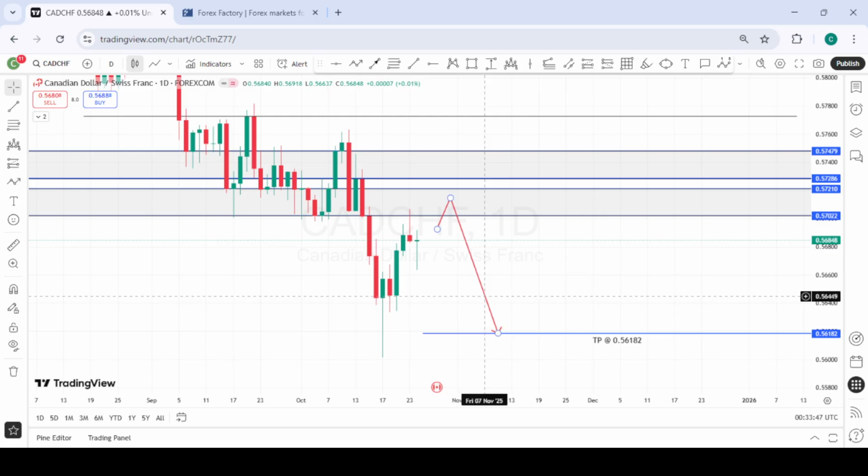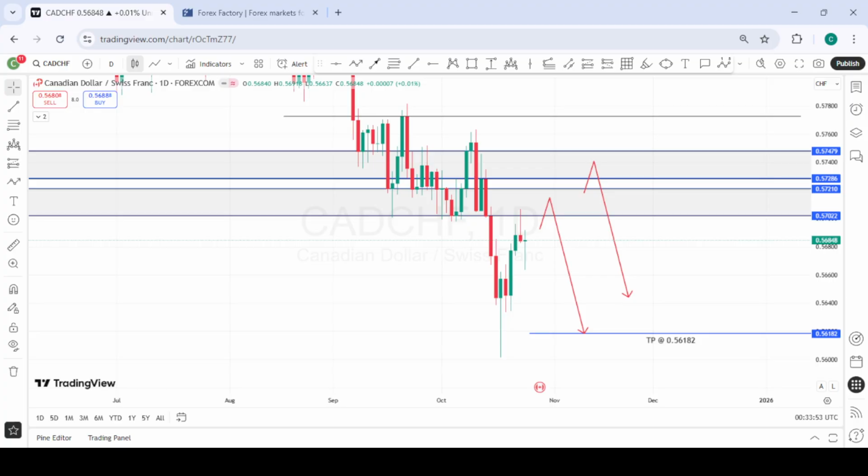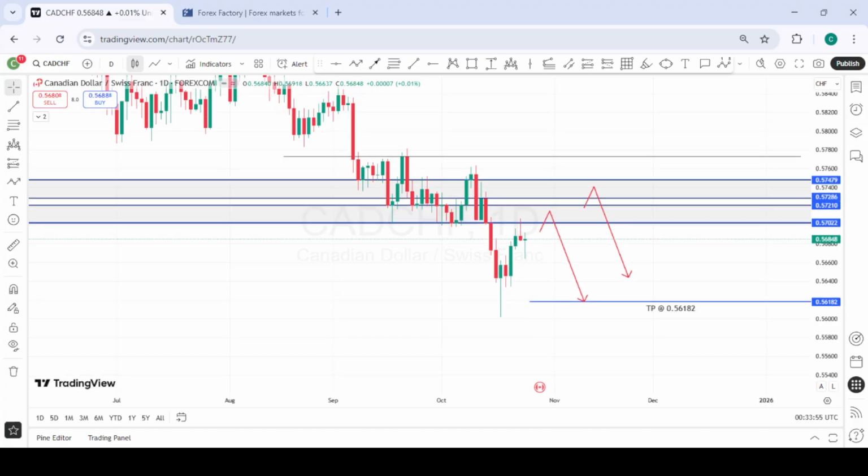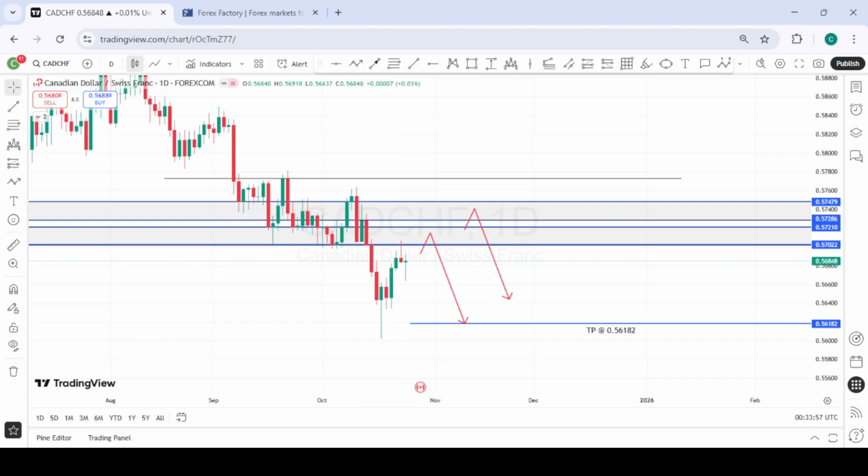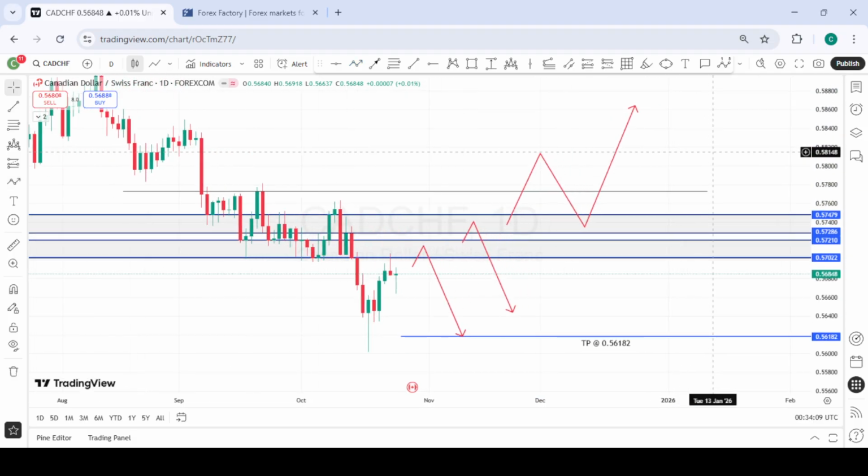Should price pull back a bit higher into the second zone too, we'll still be interested in taking the sells to the downside. This can only be considered bullish on a weekly perspective if we get a weekly candle break above this structural high over here. We get a weekly candle closing above, we get a retest, and we continue to the upside. Until then, we are very bearish on CADCHF.